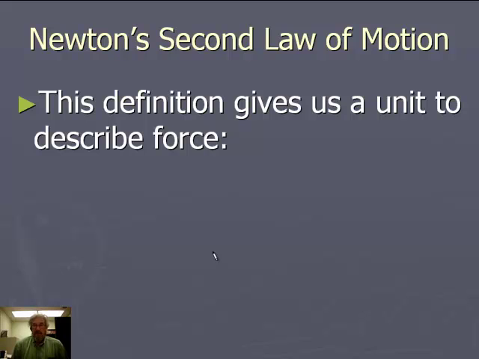Well, this definition actually gives us a unit that we can use to describe force. If we think about the equation, F equals mass times acceleration, let's plug in terms. Mass is measured in the SI system in kilograms. Acceleration in the SI system would be measured in distance over time, that's a speed, over time. So that's an acceleration. Mass times acceleration. Well, this is the kilogram meter per second squared.